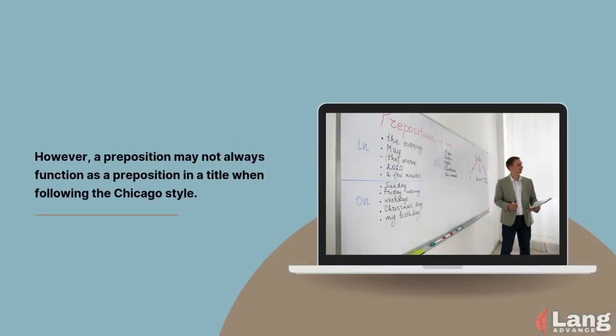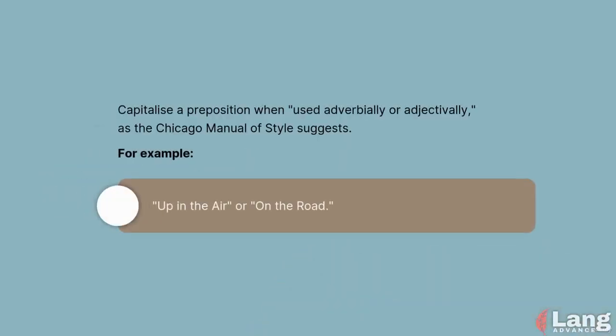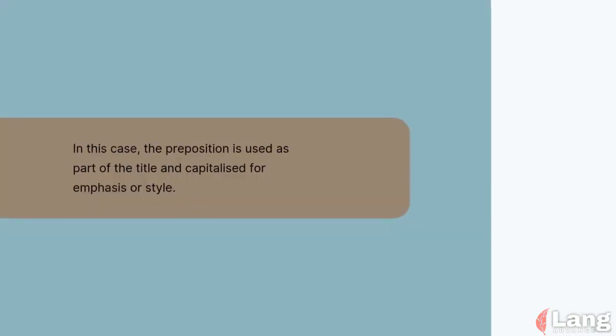However, a preposition may not always function as a preposition in a title when following the Chicago style. Capitalize a preposition when used adverbially or adjectively, as the Chicago Manual of Style suggests. For example, Up in the Air or On the Road. In this case, the preposition is used as part of the title and capitalized for emphasis or style.